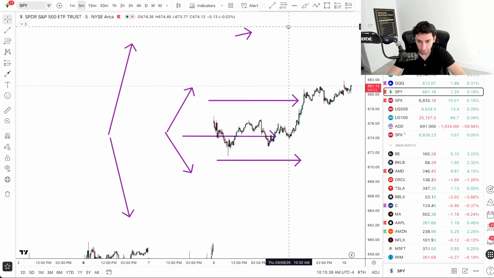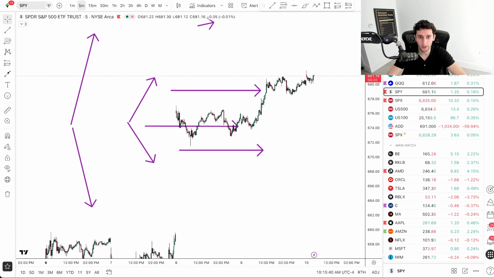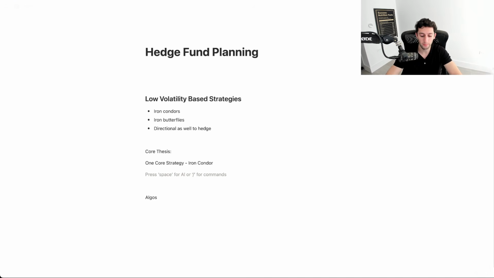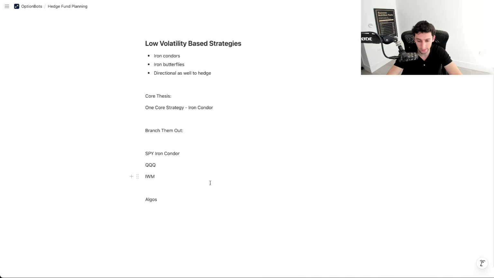We're going to do that by building a multitude of strategies. So we always start with our core thesis, and then what we do is we branch them out, okay? Branch them out. Because let's say I have a really good SPY iron condor strategy, okay? What I like to do is then say, okay, well, what we can do is we can branch that out across QQQ. We can branch it out across IWM, maybe other individual stocks, Apple, Tesla, of that nature. I'm going to keep it with just the indices here to keep it really simple.